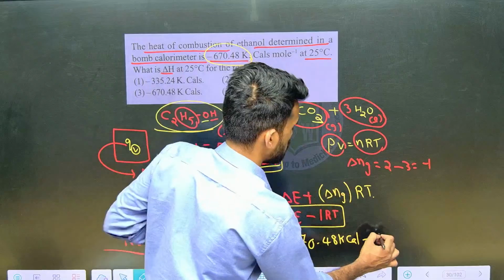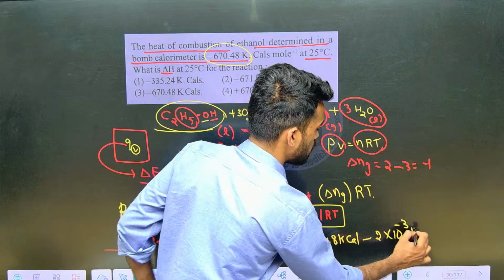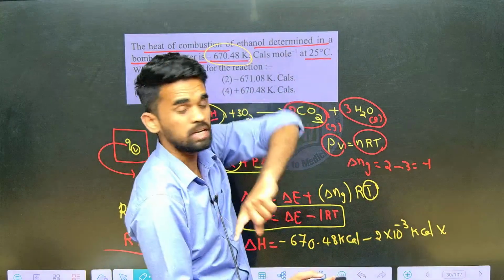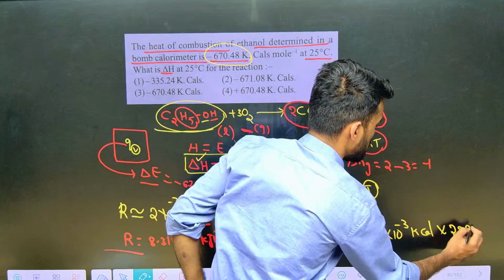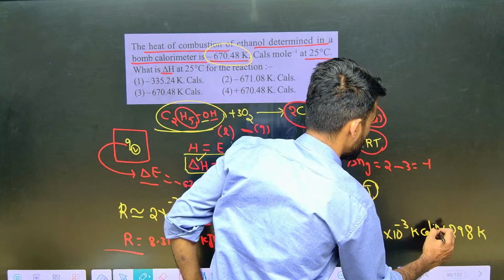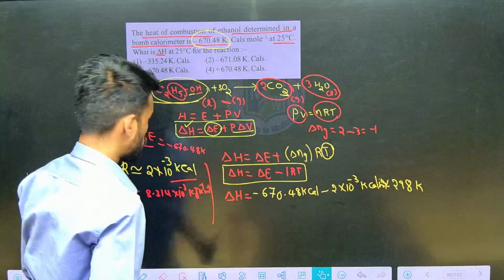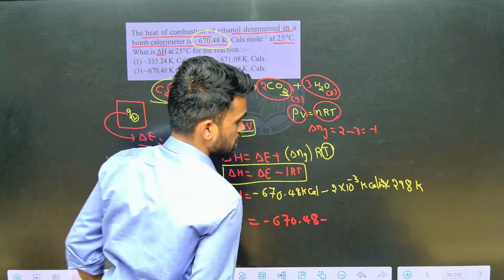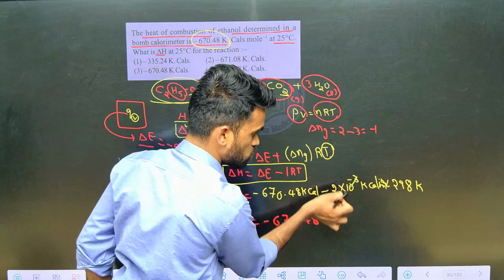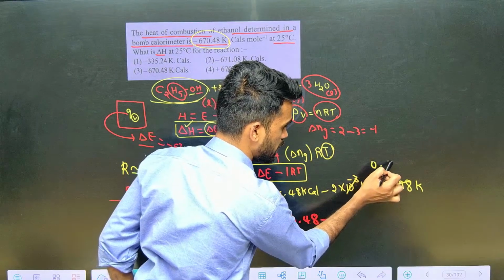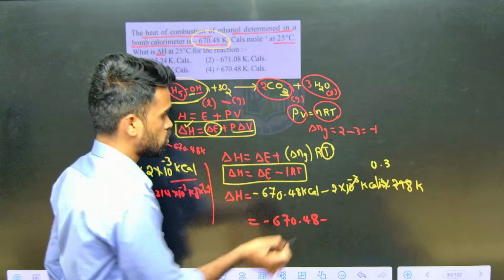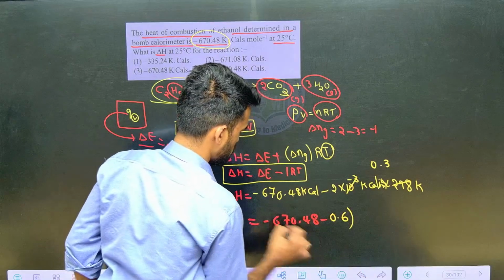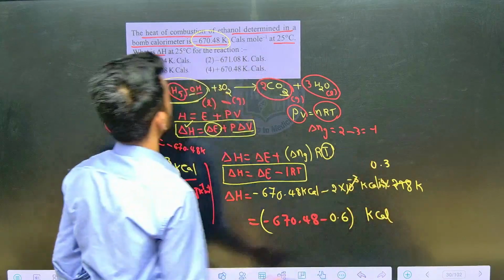So R is 2 into 10 power minus 3 kilocalorie. And what about the temperature mentioned? 25 degrees. Now convert into Kelvin, it is 298 Kelvin. So minus 670.48 minus, since 10 power minus 3 is there, I am writing this as 0.298, which is almost 0.3. So 2 threes are 6, so minus 0.6 kilocalorie.